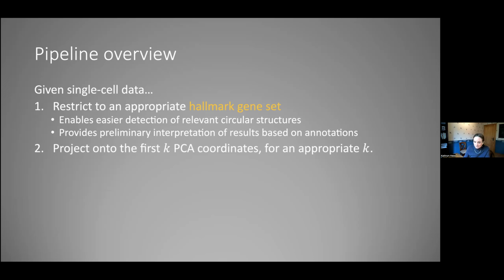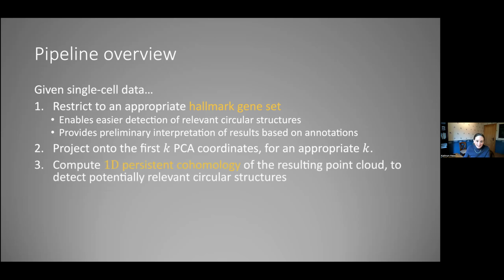There's no real mathematical justification for choosing k equals 5. Then what we do, and this is what I'm going to explain, we're going to compute what's called one-dimensional persistent cohomology. So we've taken this very high-dimensional gene expression space, a point cloud in 20,000 dimensional space, restricted first to this hallmark gene set, so maybe down to 50 or 100 dimensions, and then project onto 5 dimensions. So we now have a point cloud embedded in 5 dimensions, a collection of points in R5, and we're going to apply these tools of persistent cohomology to look for relevant circular structures.